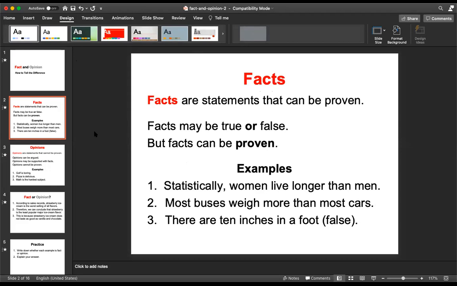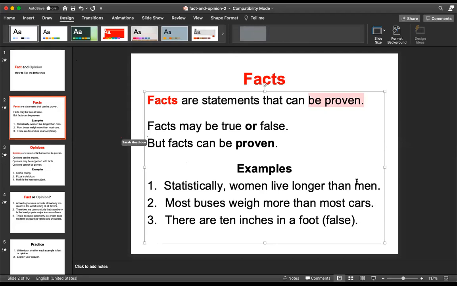Facts are statements that can be proven. That's the key right there, guys, proven, okay? Facts may be true or false, but facts can be proven. Let's look at some examples. One, statistically, women live longer than men. So that's not an opinion. That is the truth. If you look at every country in the world, most women are living longer than men.